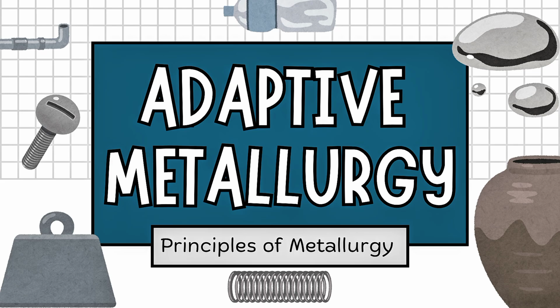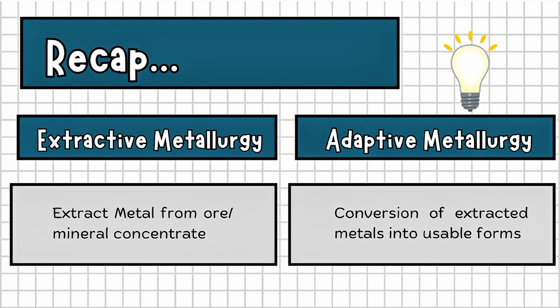So what is adaptive metallurgy? Adaptive metallurgy, a major branch of metallurgy, deals with transforming extracted metals into usable and finished products. Adaptive metallurgy focuses on what happens next: how these metals are processed, shaped, and manufactured into materials and products that we use every day. Before we continue, let's have a quick recap.